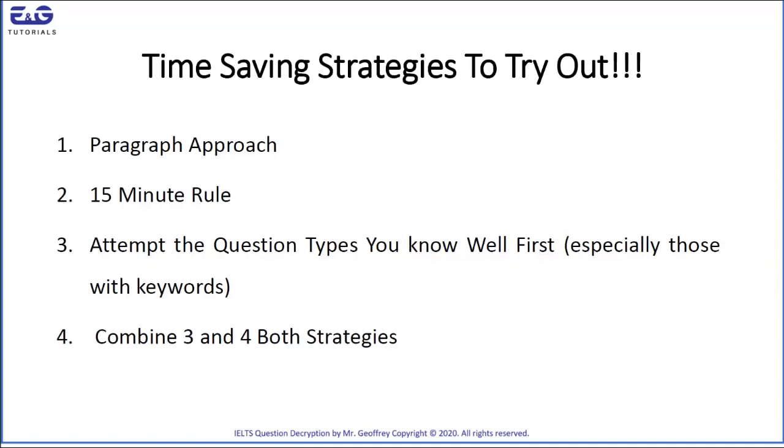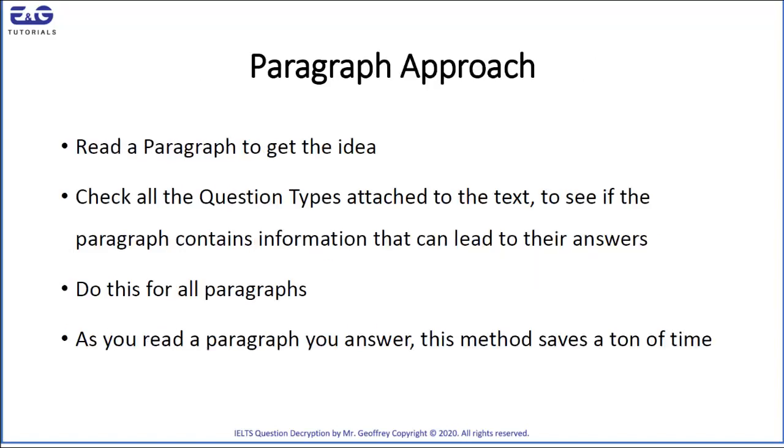All right, so time saving strategies to try out. We have what I call the paragraph approach, which I think for me is the best time saving strategy you can use. We have the 15 minutes rule. We have attempting the question types you know well first, especially those with keywords. And then you can combine 3 and 4, both strategies as well. Okay, so let me explain what I mean by each of these types. But like I said, you can try them out and choose the one that works best for you.